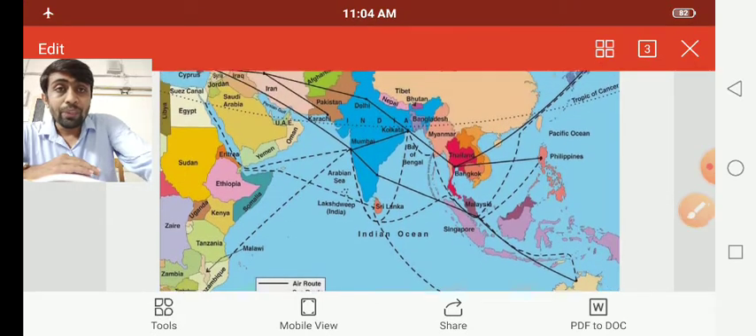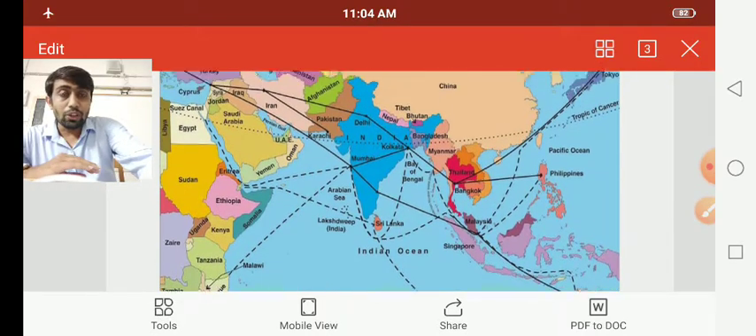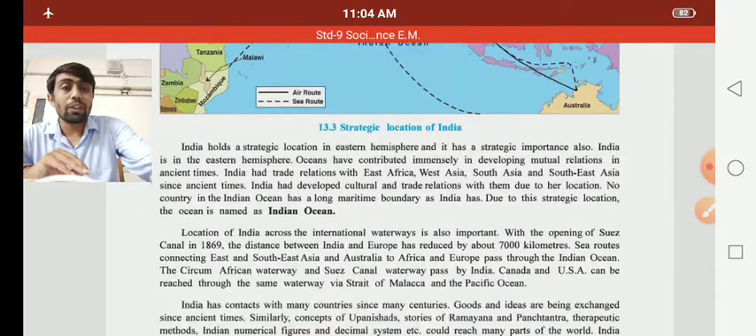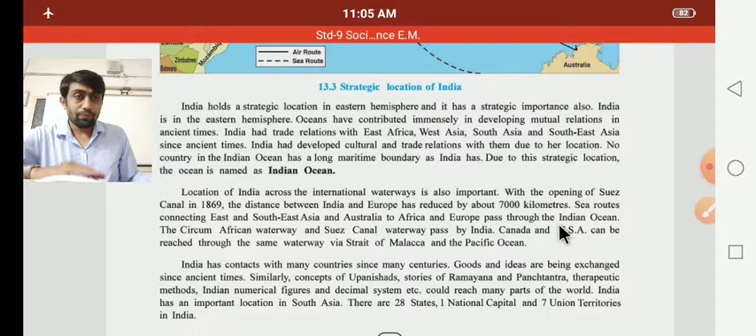Just see where this canal is located on this map. Here India is, this part is Europe, and here the Suez Canal is located. It means that with the opening of the Suez Canal, the India-Europe trade distance was reduced by about 7,000 kilometers.